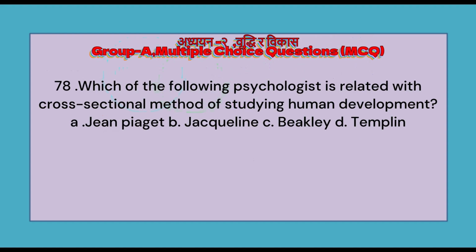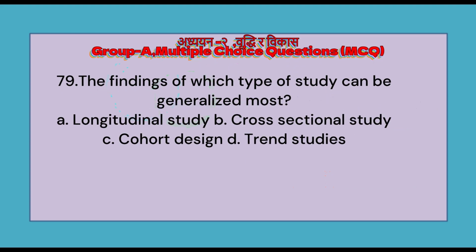78. Which of the following psychologists is related with the cross-sectional method of studying human development? A. Jean Piaget, B. Jacqueline, C. Beatley, D. Templin. Correct answer: D. Templin.